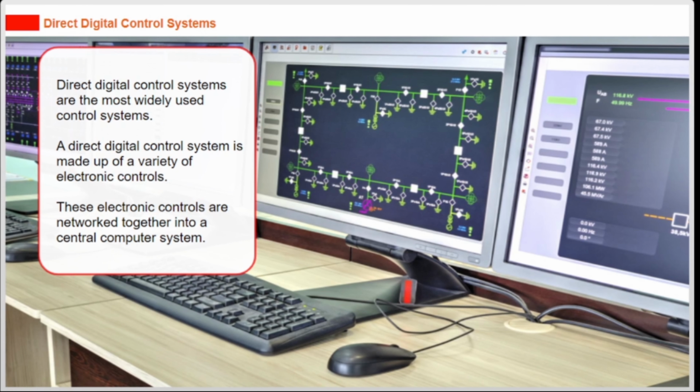Direct digital control systems are the most widely used control systems. A direct digital control system is made up of a variety of electronic controls. These electronic controls are networked together into a central computer system.